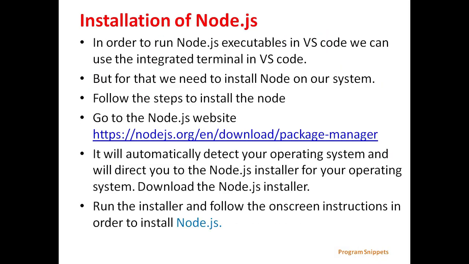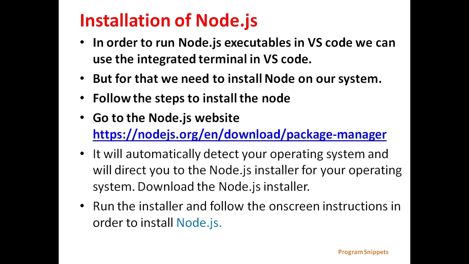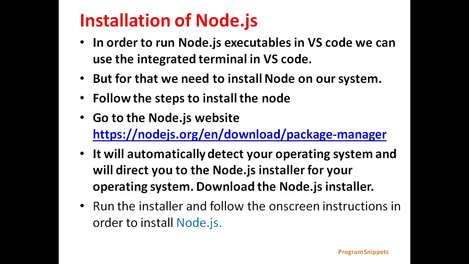Then we'll see installation of Node.js. In order to run Node.js executables in Visual Studio Code, we can use the integrated terminal in VS Code. But for that we need to install Node.js on our system. For this, go to the Node.js website. It will automatically detect your operating system and will direct you to the Node.js installer for your operating system.